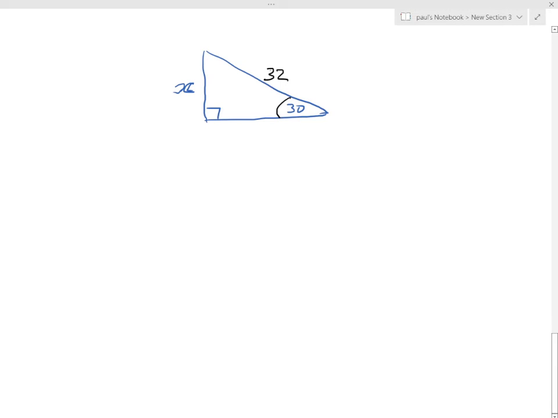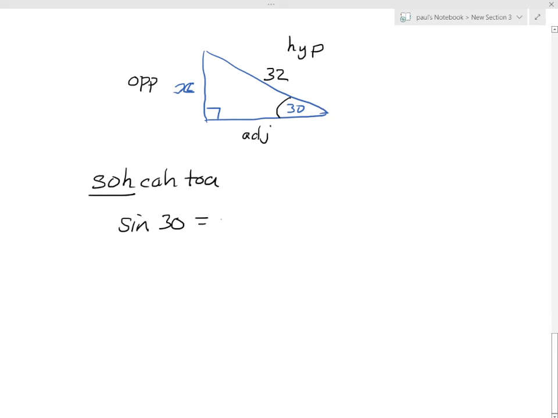We've got the hypotenuse. There's the hypotenuse. And we've got the opposite there. And the adjacent we don't know and we don't need, so we don't bother with that. So SOH CAH TOA, which is we need something with the opposite and the hypotenuse in. That's this one. So sine 30 equals the opposite, which we need to know, divided by the hypotenuse, which is 32. Now we rearrange this a little bit to go 32 times sine 30 equals opposite.